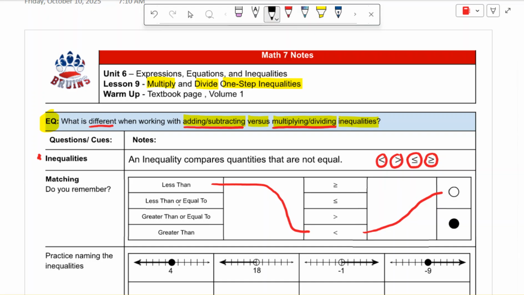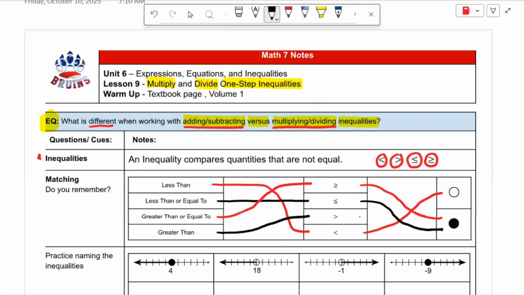Okay, go on to the less than or equal to. So find that one, match it up, straight across. And how do you graph this one? With a closed point. Greater than or equal to, up here at the top. And this is another closed point. And finally the last one, greater than. And this is an open point. Just as a reminder from our last lesson.